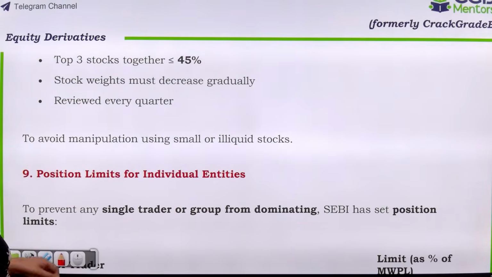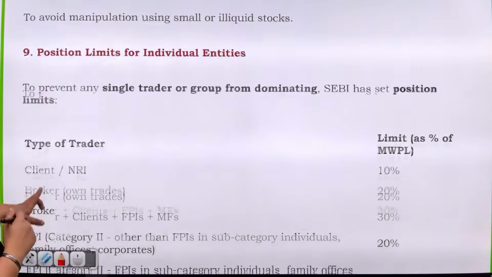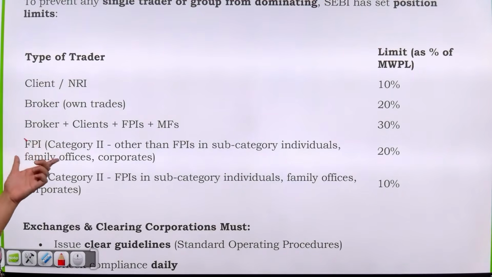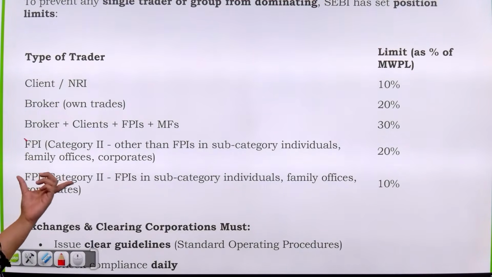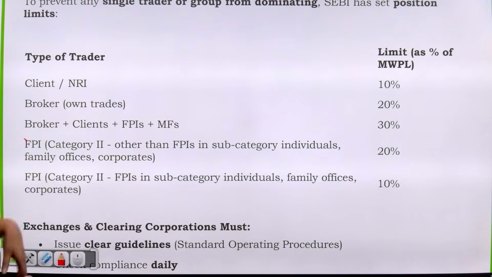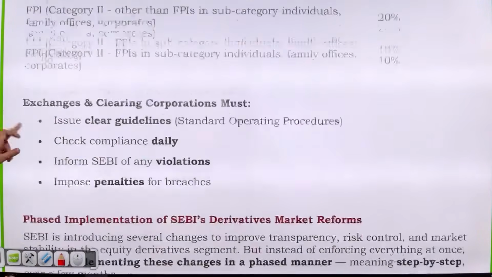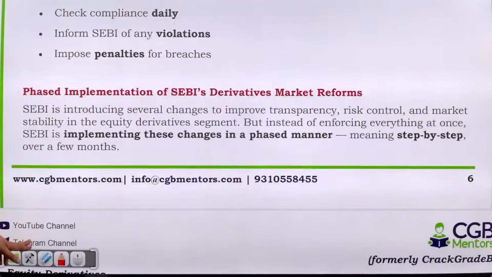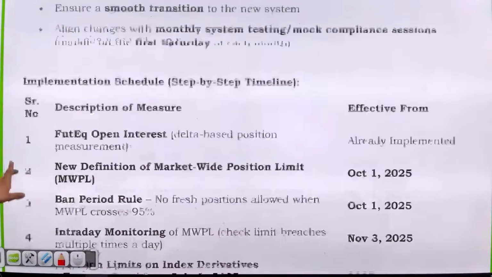quarter. Now there are position limits for individual entities so that nobody should dominate. So out of your market wide position limits, NRIs, brokers, FPIs, mutual funds, FPI category 2, FPI category 2 individuals, family offices, this is the limit which has been given, that how much of the market wide position limit they can hold. And for exchanges and clearing corporations, they have been told that you have to follow clear guidelines, check compliance daily, inform SEBI. For phased implementation, you have been told how the phased implementation will happen.